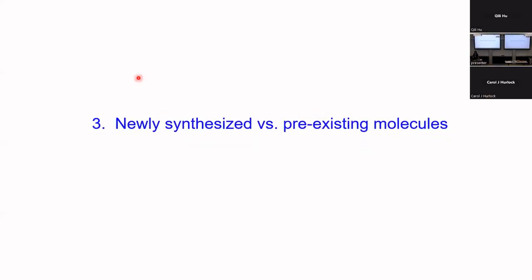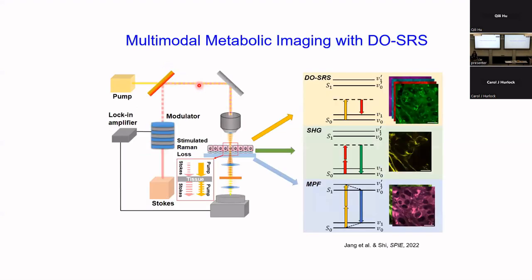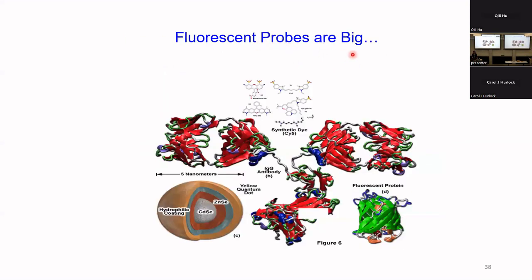So I think at this moment, you really want to know how we can generate those new molecules in the cell or tissue or organ and distinguish them from the pre-existing molecules. And this is DO-SRS. DO-SRS here is another modality on top of the three different modalities we previously mentioned.